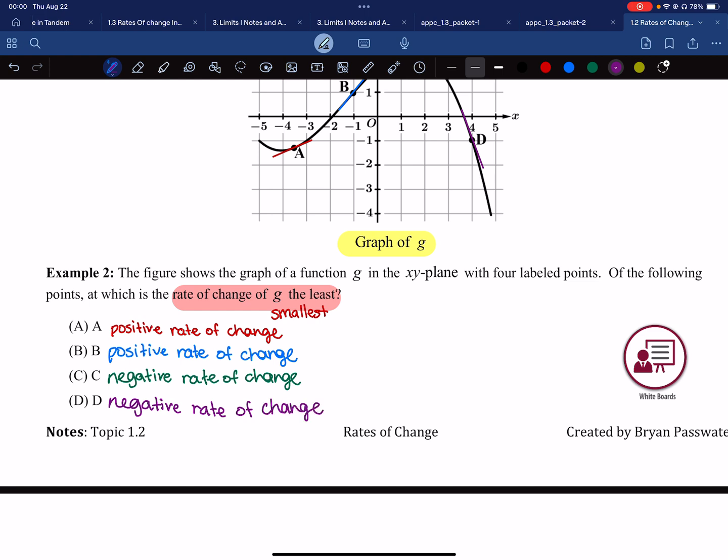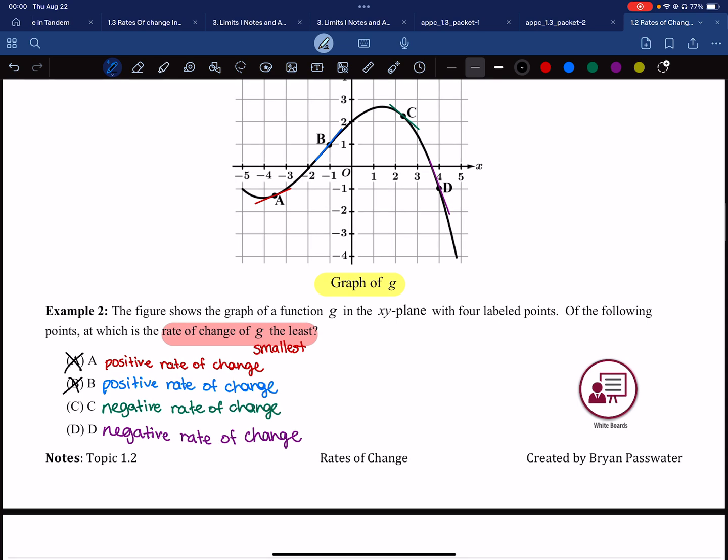So based on this, if we're wanting the rate of change that is the least, we can eliminate A and B because they are both positive. So now we need to know which one out of C and D is smaller. The one that's going to be smaller is the one that is more steep than the others. When it's more steep, that means it's a bigger negative number, which means it's overall smaller.